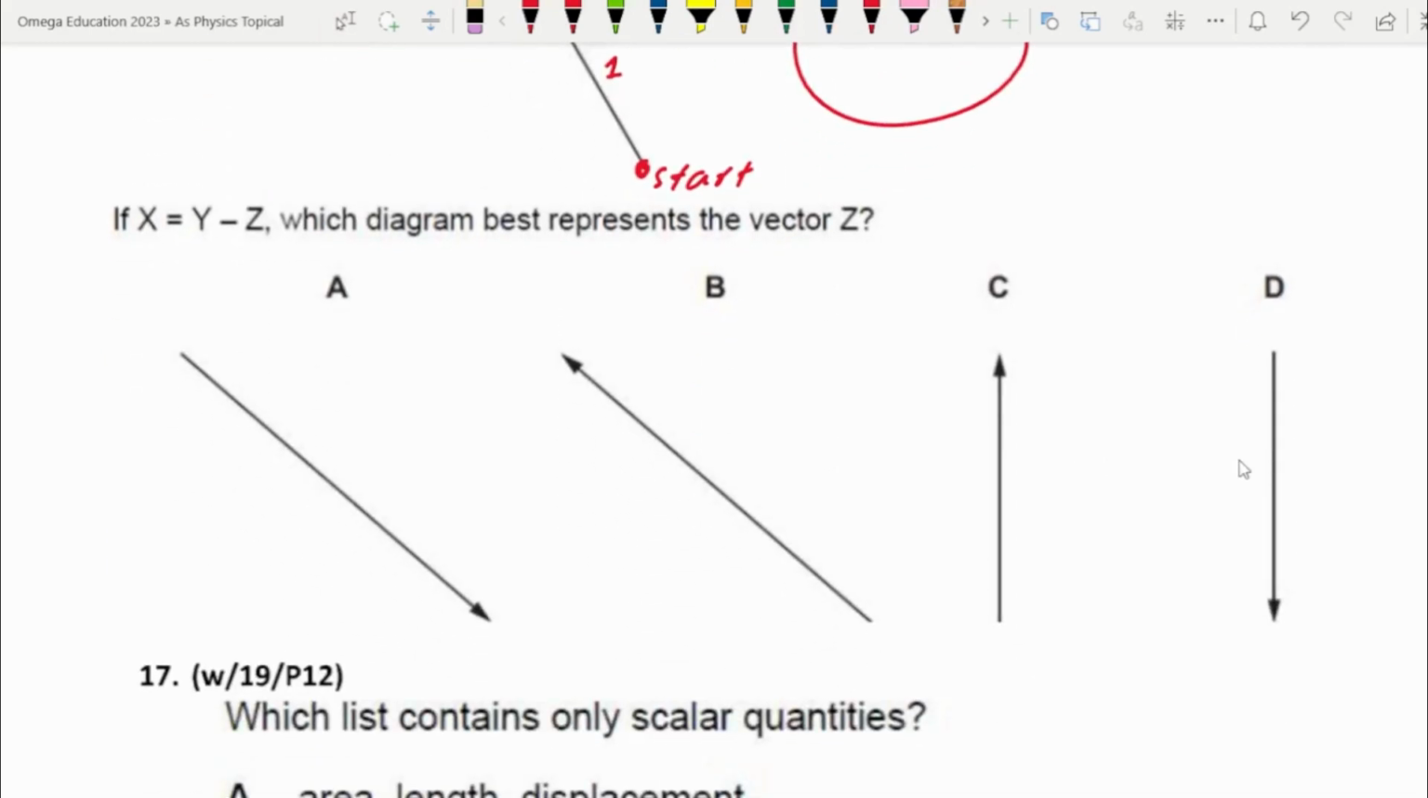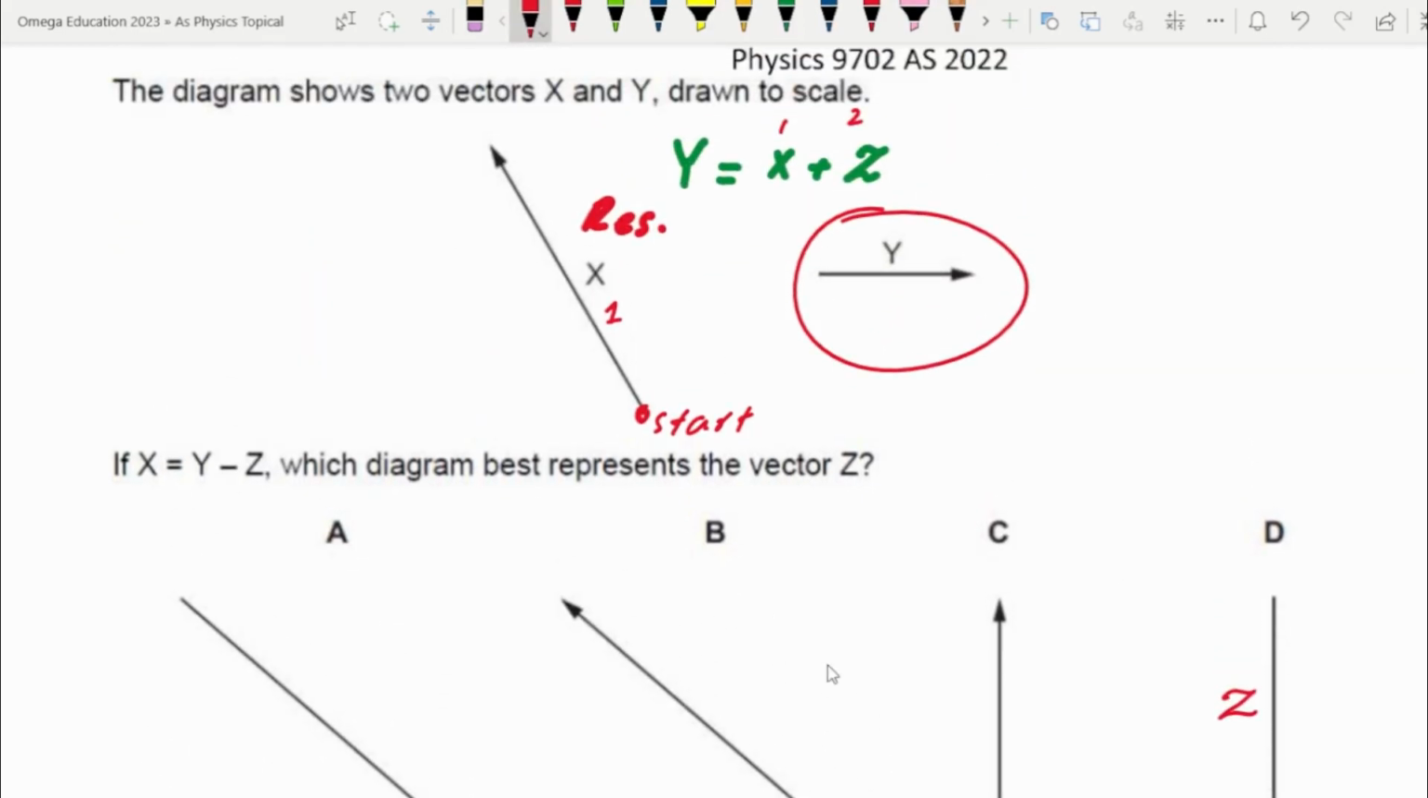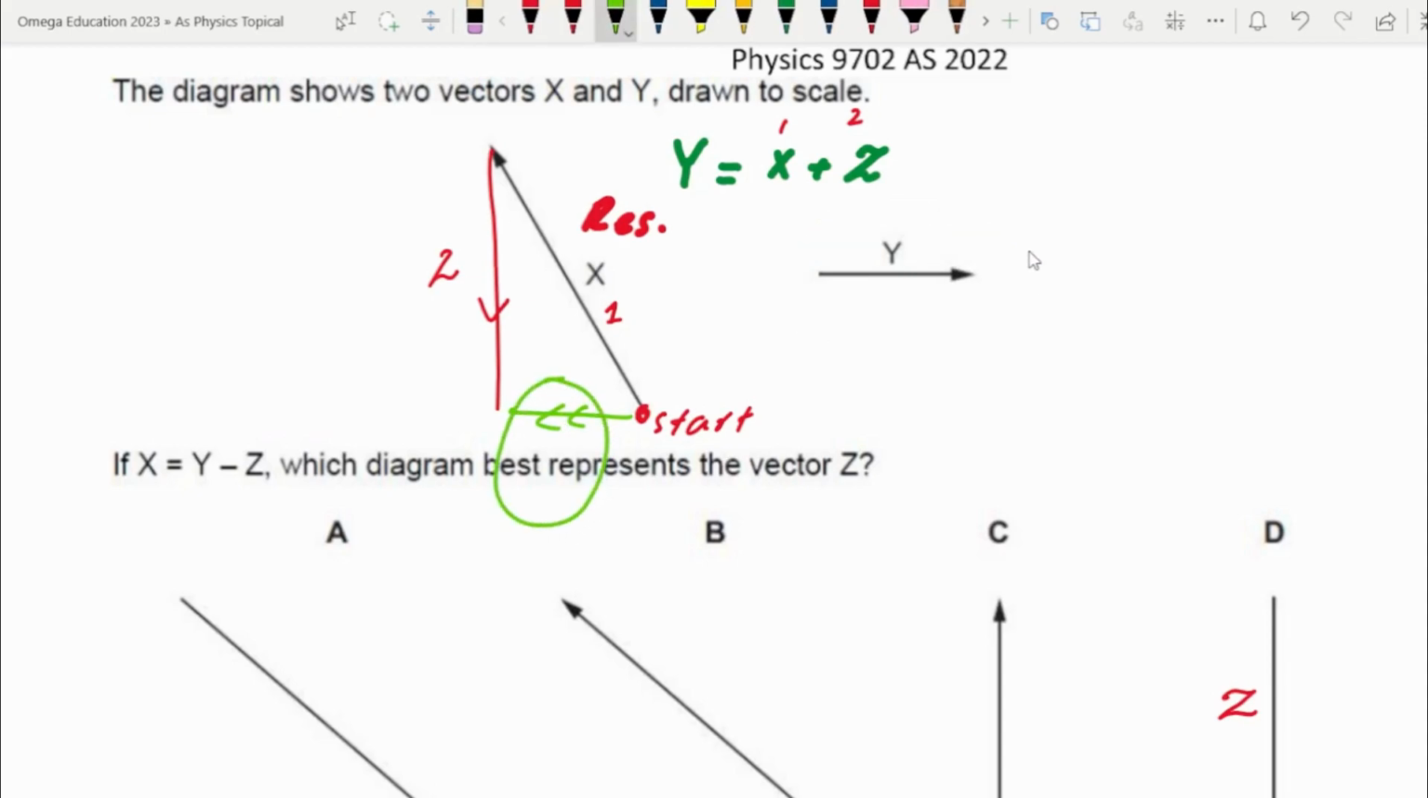D says the vector z is downwards. So if I connect the second vector downwards, which is the vector z, and then I complete the triangle, the rule says you draw the resultant vector from start point towards the end point. And this has to be the resultant vector. Now, is the resultant vector in the direction of y? No. So D can't be the right answer.